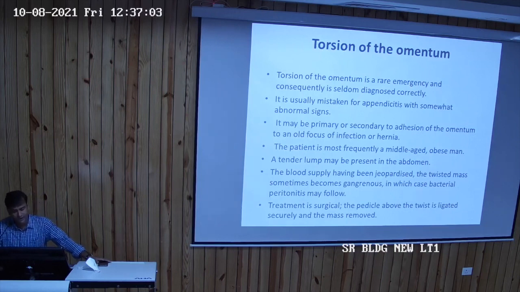A tender lump may be felt in the abdomen. The blood supply having been jeopardized, the twisted mass sometimes becomes gangrenous, in which case bacterial peritonitis may follow. Treatment is surgical: surgical removal of the omentum just above the ligature.